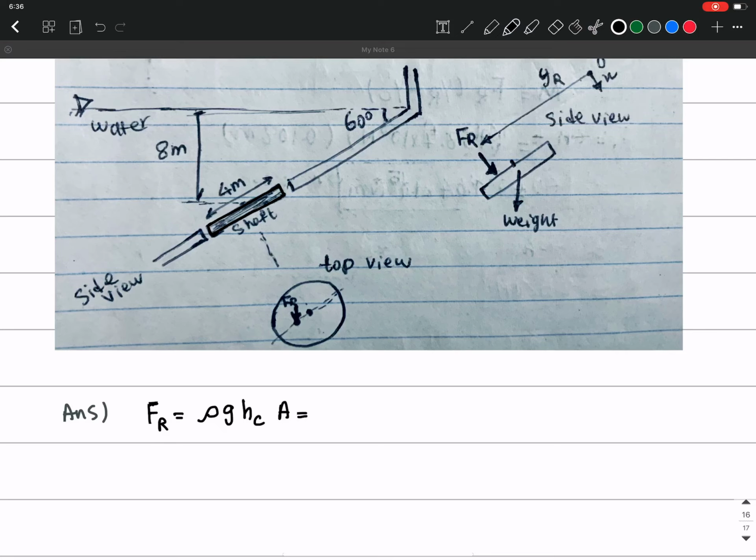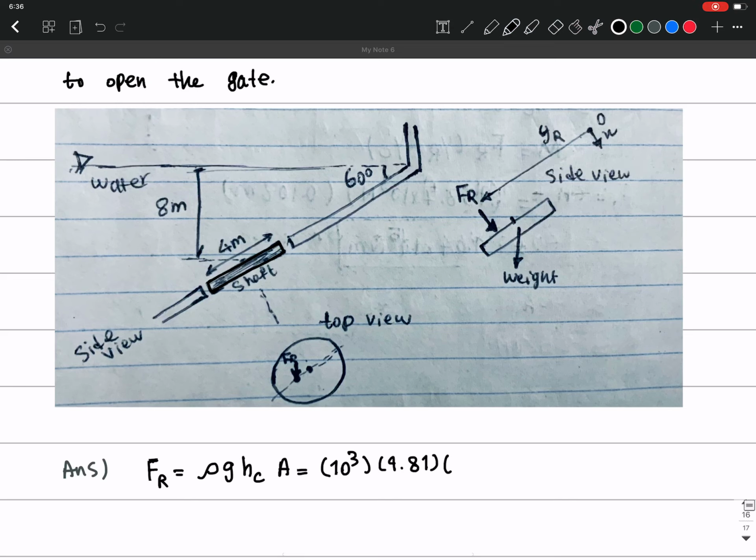The rho of water is 10 to the 3, and g is 9.81, and hc is given in the problem. It's the distance from the center of the shaft to the free surface of the water, so it's gonna be 8 meters. It's given here, and this is the centroid. So we just write 8.